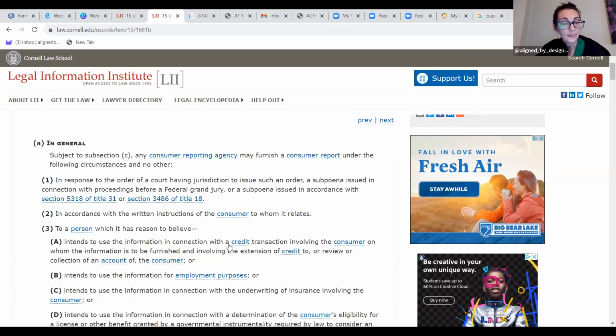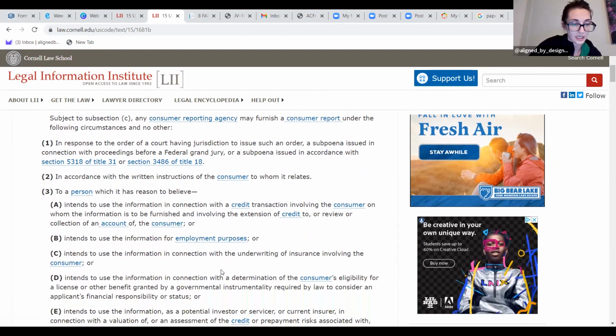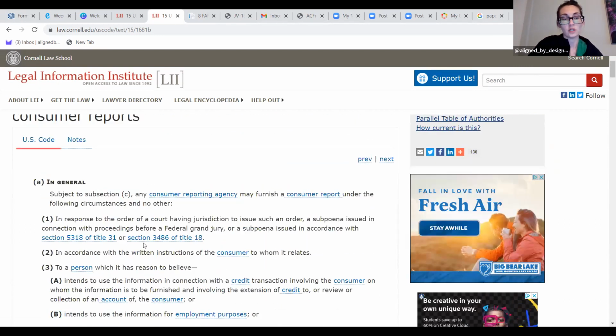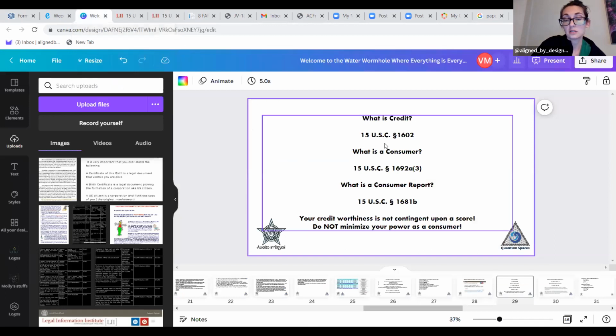And this is to a person which it has reason to believe intends to use the information in connection with a credit transaction, or for employment purposes. Like they can ask for your credit report. There are different reasons that it can be asked for. But to actually put anything on that report, you guys are the ones that create that. Okay.